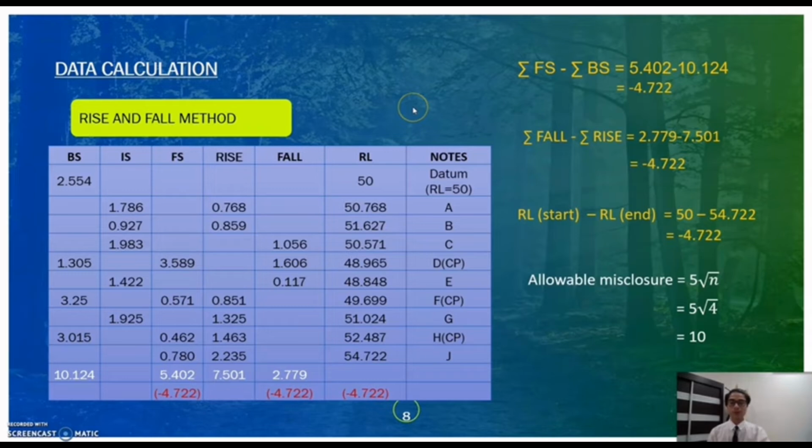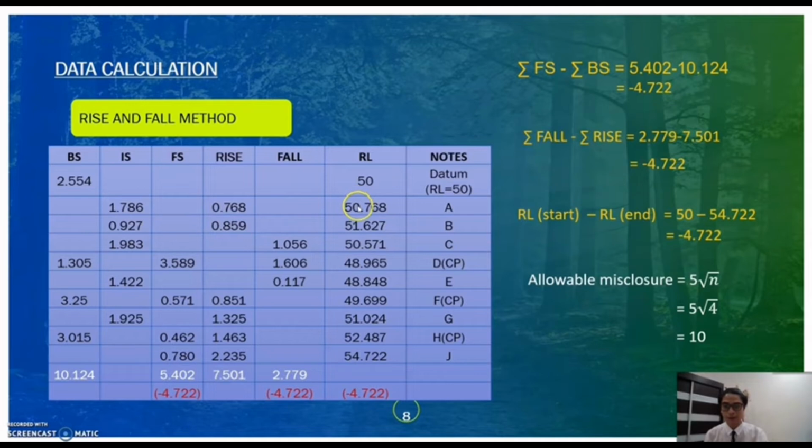Okay, so right now I'm going to explain how we get all of these values in this reduced level column. The first thing you want to do is that 50 you need to plus with 0.768, then you will get 50.768. And here's the thing you need to remember. If the value is located in the rise column, you have to plus with the reduced level. But if the value is located in the fall column, then you need to minus with the reduced level. We will go through the process and you will see how it goes.